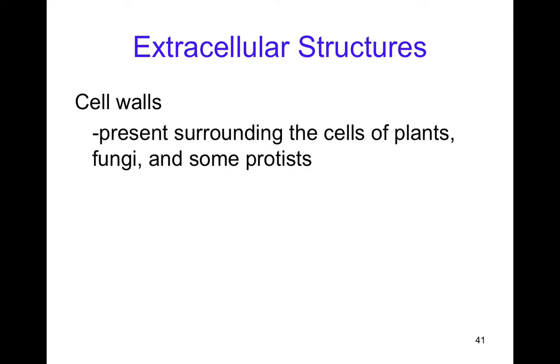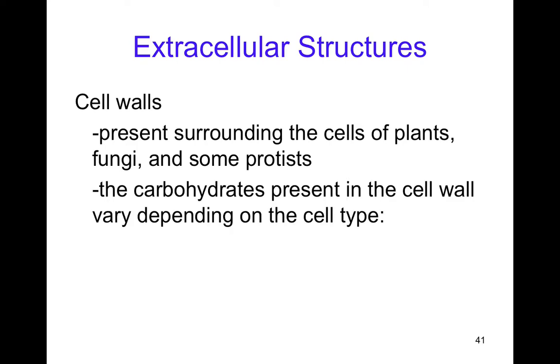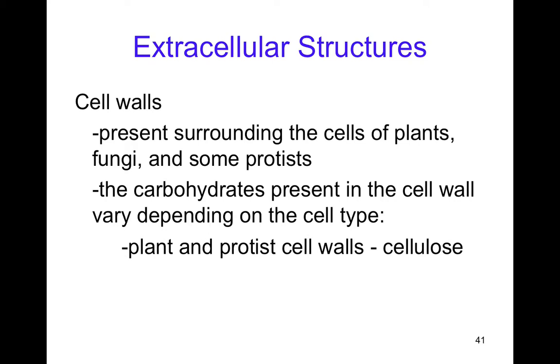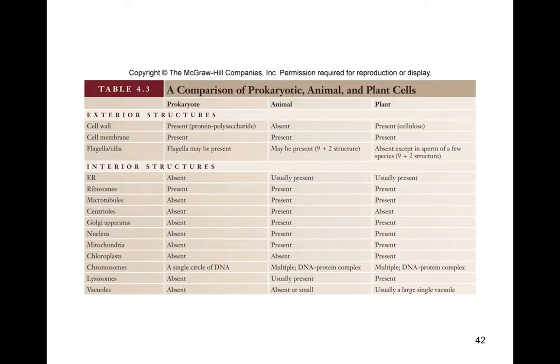Some extracellular structures include cell walls, which are present in the cells of plants, fungi, and some protists. Usually the material the cell wall is made out of is a carbohydrate. So you already learned that plant and protist cell walls are made of cellulose. Fungal cell walls are made of chitin. And that's it. This gives you a nice table to cover what is present in which cell.